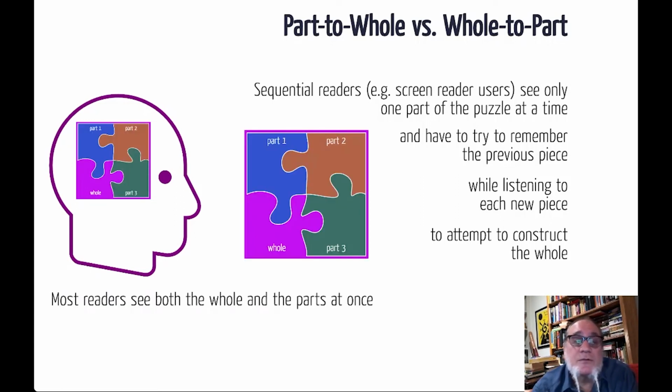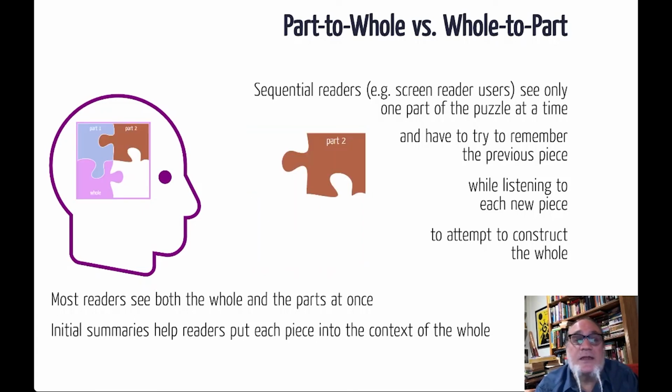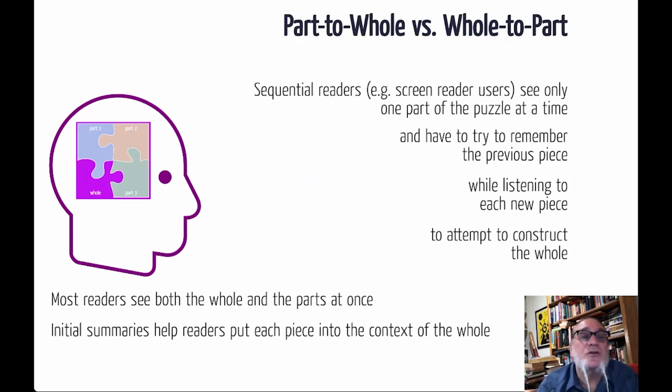Most readers see both the whole and the parts at once, but not everybody does. So initial summaries help readers put each piece into the context of the whole. So if you contextualize what somebody's going to see, they understand it better, and they can start putting those pieces together and come up with a better picture of the whole.